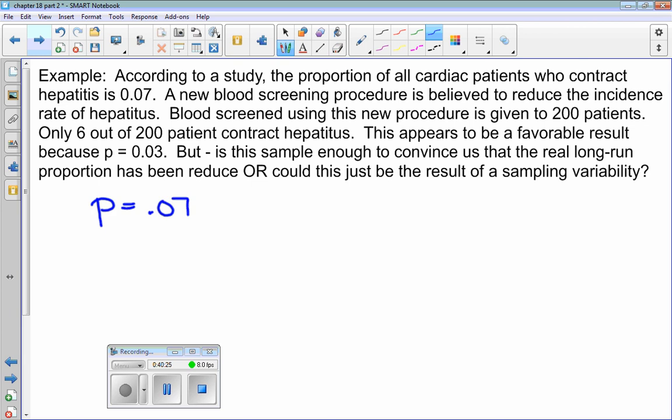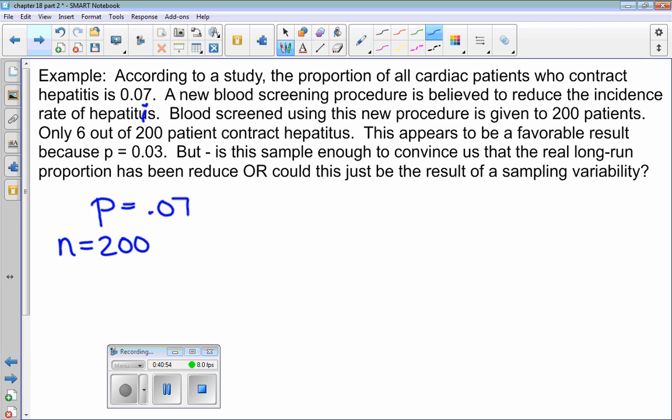All right, a new blood screening procedure is believed to reduce the incident rate of hepatitis. Don't you love my spelling here? Okay. Blood screened using this new procedure is given to 200 patients. What's 200? Sample size, good. Notice I'm pulling out the information from the problem and writing it down. I want you to do that. I want you to identify each of the variables.